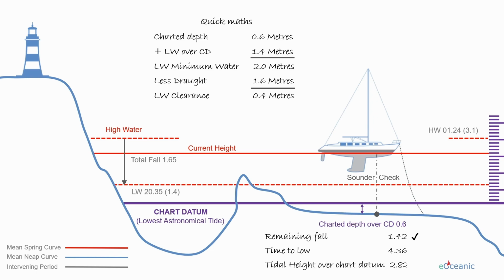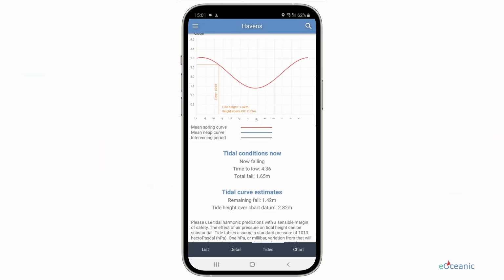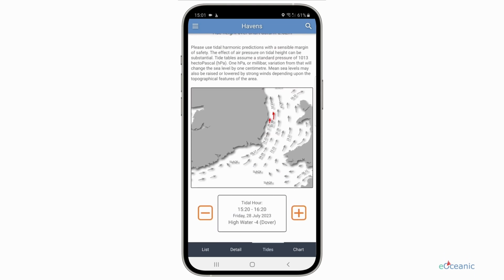If you're not seeing the charted depth plus the tidal height over the chart datum, some silting has occurred since the last survey. So this number could be very useful when you're straining to find a location to anchor in a busy anchorage. The horizontal tidal flow is also made very simple.